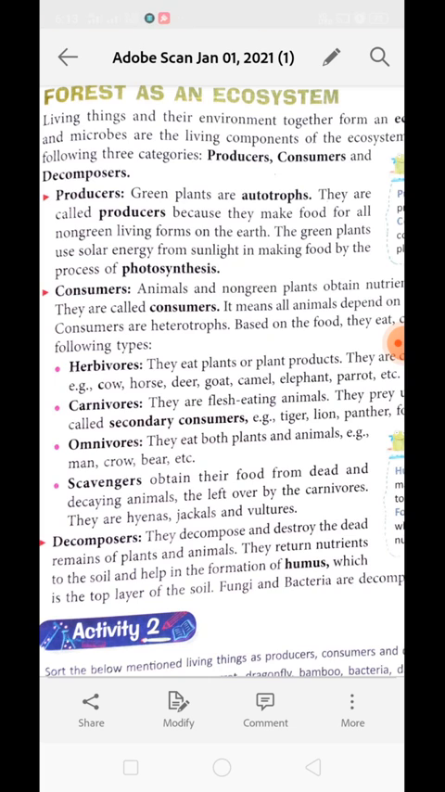Now about consumer, this is the name as suggested. All non-green plants or animals can't synthesize their own food, but they obtain their food from the green plant. That is why they are called consumers. It means all animals depend on plants for food and energy, directly or indirectly. Consumers are heterotrophs based on the food they eat. Consumers are divided into the following types.